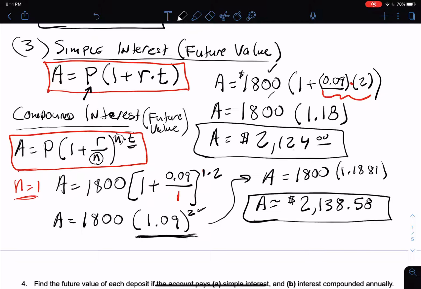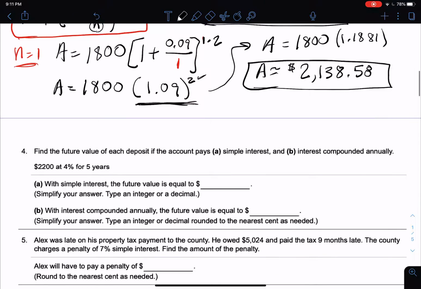Okay. All right, well, let's move on to the next set of problems. Number 4.